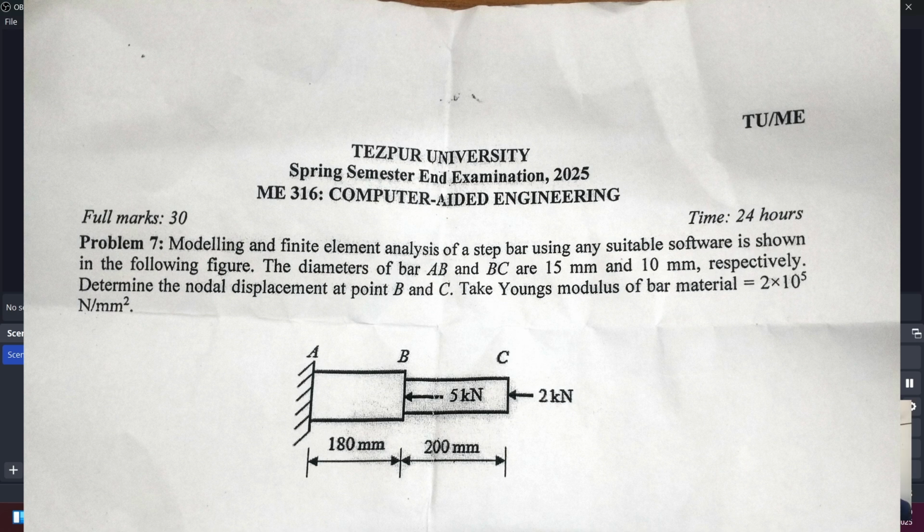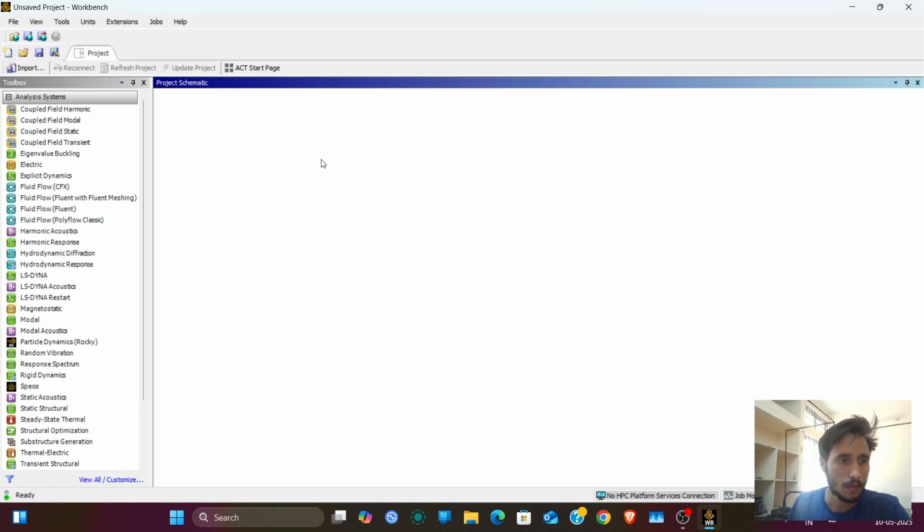Hi everyone, in this video we will be modeling a step bar in Ansys, and you can see the question on the screen. So let's get started. At first we need to select the static structural, click and drag it here.